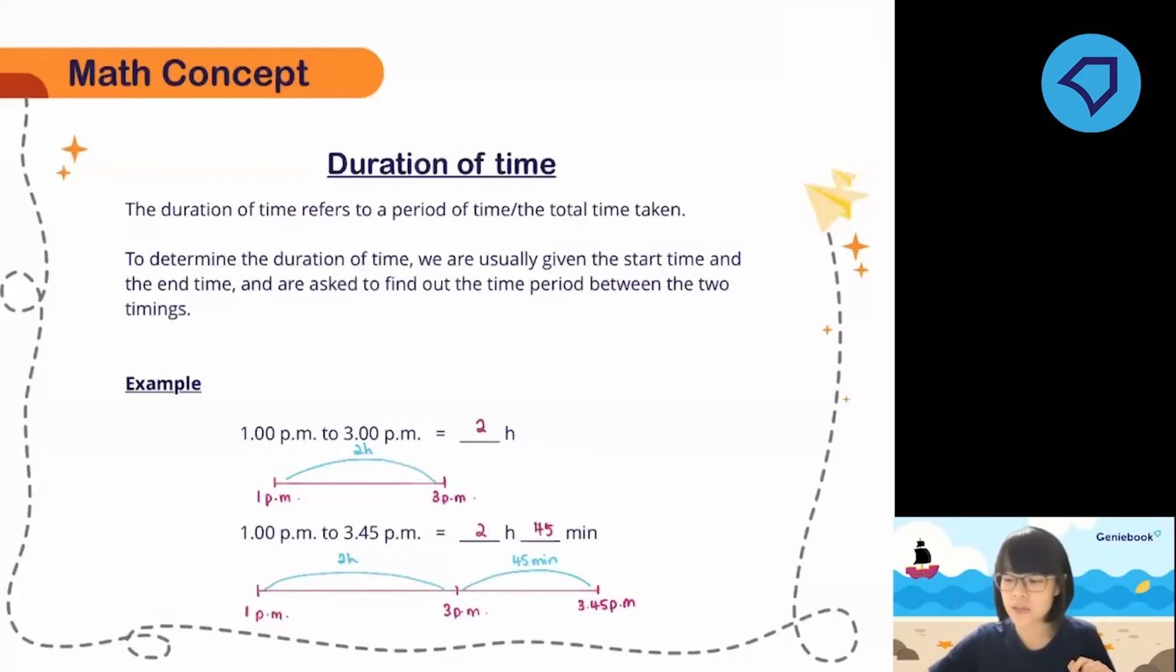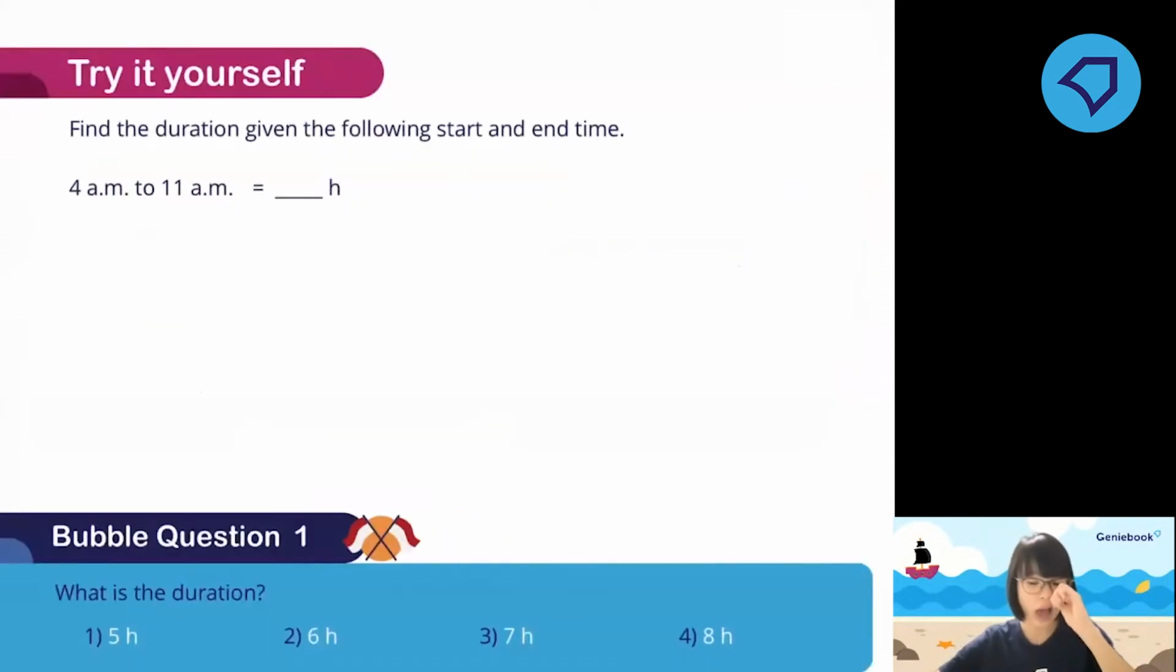So let's take a look at the first question over here. 4 a.m. to 11 a.m. Just go ahead. What is the duration? Are you guys ready? All right. I'm going to launch the options. You have 1 minute, more than enough time to do so. Options launching in 3, 2, 1. Here we go.